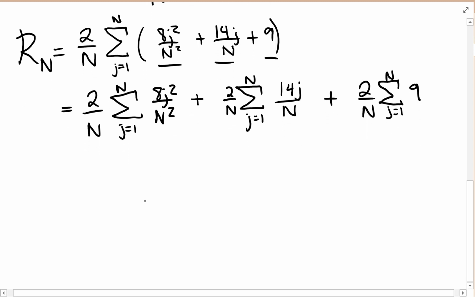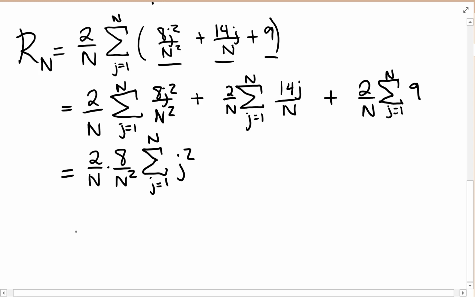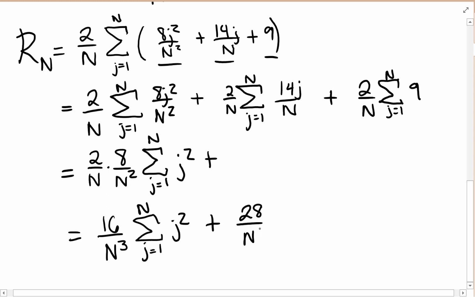Because everything inside of each summation is a product or quotient, I can factor out any constants or anything that's not dependent on j. So in this first one, I can actually factor out 8 over n squared. So this would be 2 over n times 8 over n squared times the sum from 1 to n of j squared. And in front, we will simplify this to 16 over n cubed times the sum of j squared. Continue to do this for the other ones. We'll take out 14 over n, which will equal 28 over n squared when we multiply it by 2 over n.